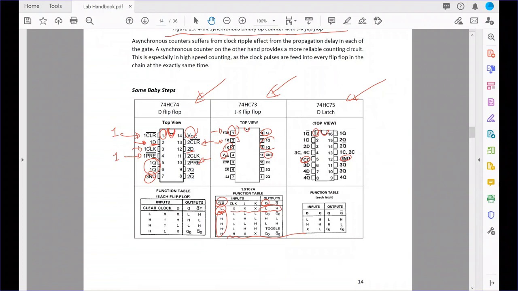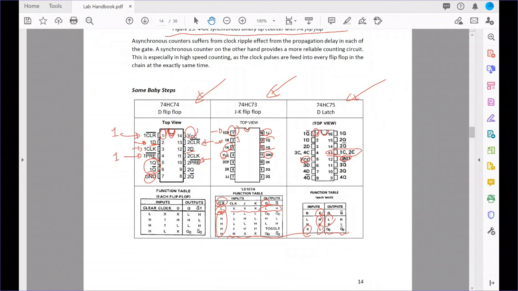Then the last one is the D-latch. So a D-latch is like a D flip-flop, but it's not dependent on the clock pulse. It will always change the outputs whenever you change your D inputs, and it also will operate when your enable pin is high. So when your C, the enable pin, is high, then only your Q will follow. If your C is low, I don't care what your input is, I will remain the values inside at the output. So this is the function of a D-latch.